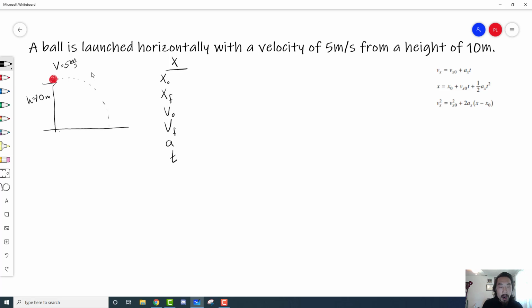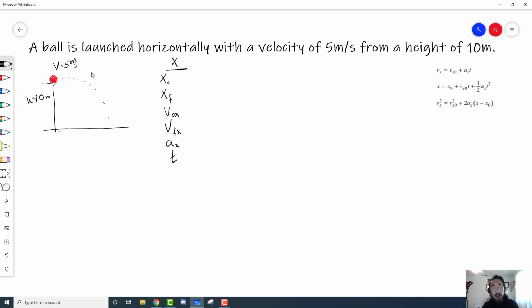Now I'm going to add a couple of things next to these variables to help me organize my thoughts even more. So next to this v0, I'm going to add a subscript x. This tells me that this is the initial x velocity. Next to this one, I'm going to add a little x. This is my final x velocity. Next to this one, a little subscript x. This is the x acceleration.